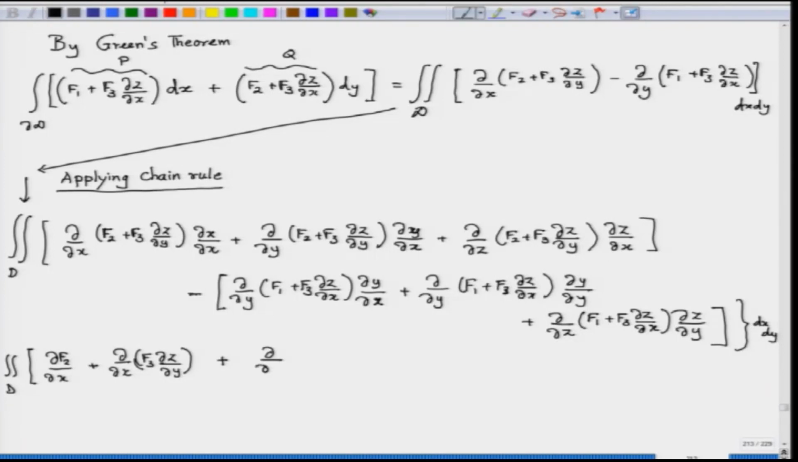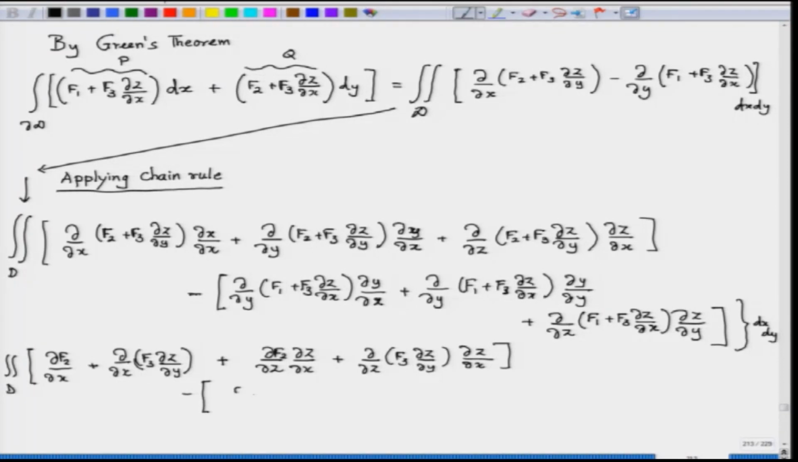So, ∂z∂f2 into ∂z∂x as ∂z of f3 ∂z∂y ∂z∂x. Now, you have to apply in some cases the product rule. Minus. So, here in this case ∂y∂x, this part is 0, it goes away.